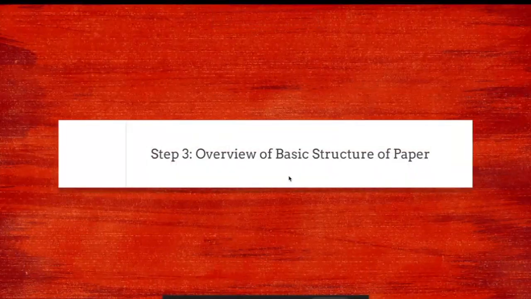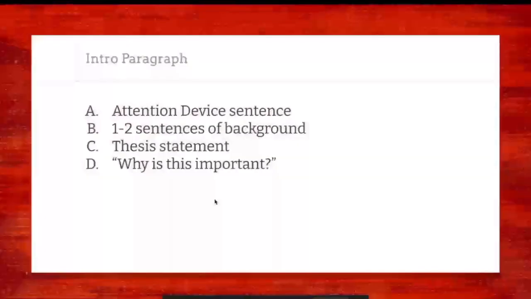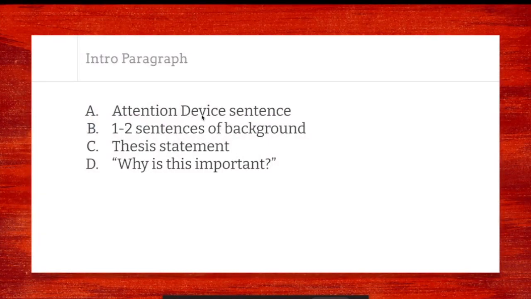Step 3, overview of basic structure of the paper. So we're going to talk about the introduction paragraph today. Next time, we'll talk about body paragraph number 1, body paragraph number 2, and the conclusion paragraph. So right now, let's just talk about the introduction. With the introduction, there are 4 main things. You need the attention device. After that, you need 1 to 2 sentences of background information. After that, we have the thesis statement, which is the most important thing. And after that, we have you answering the question, why is this historical figure important?